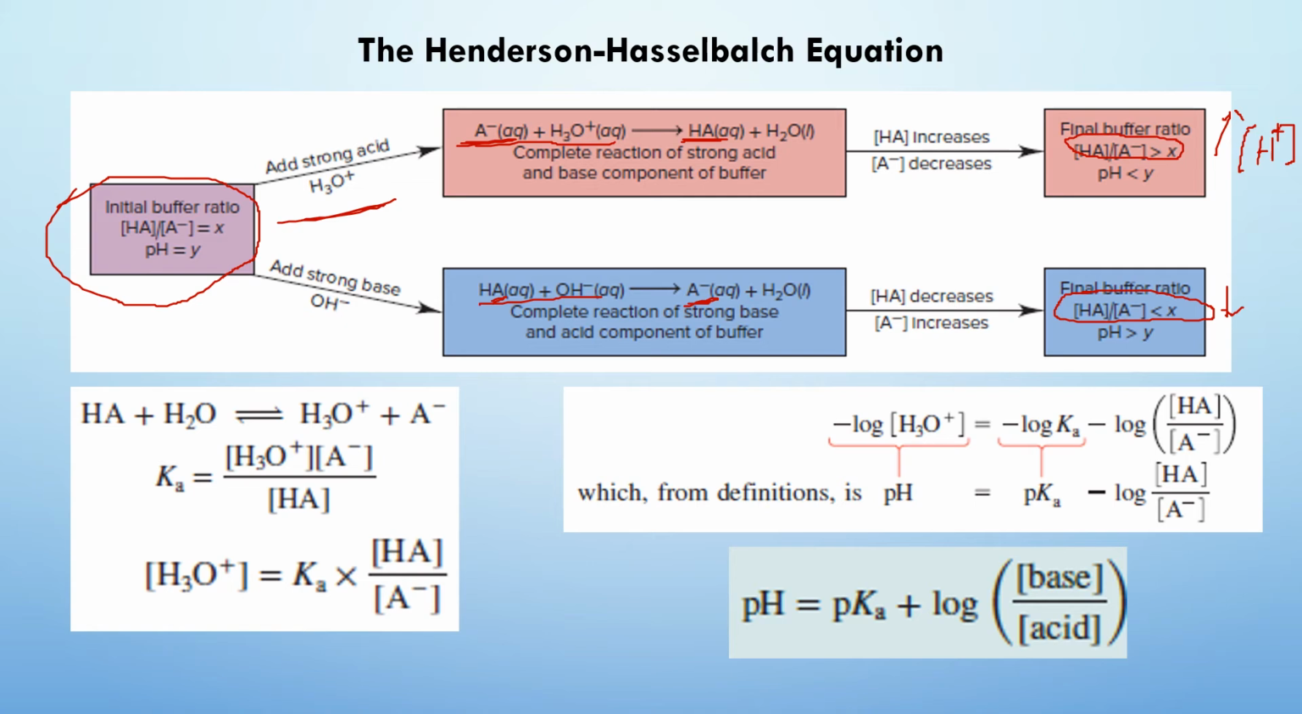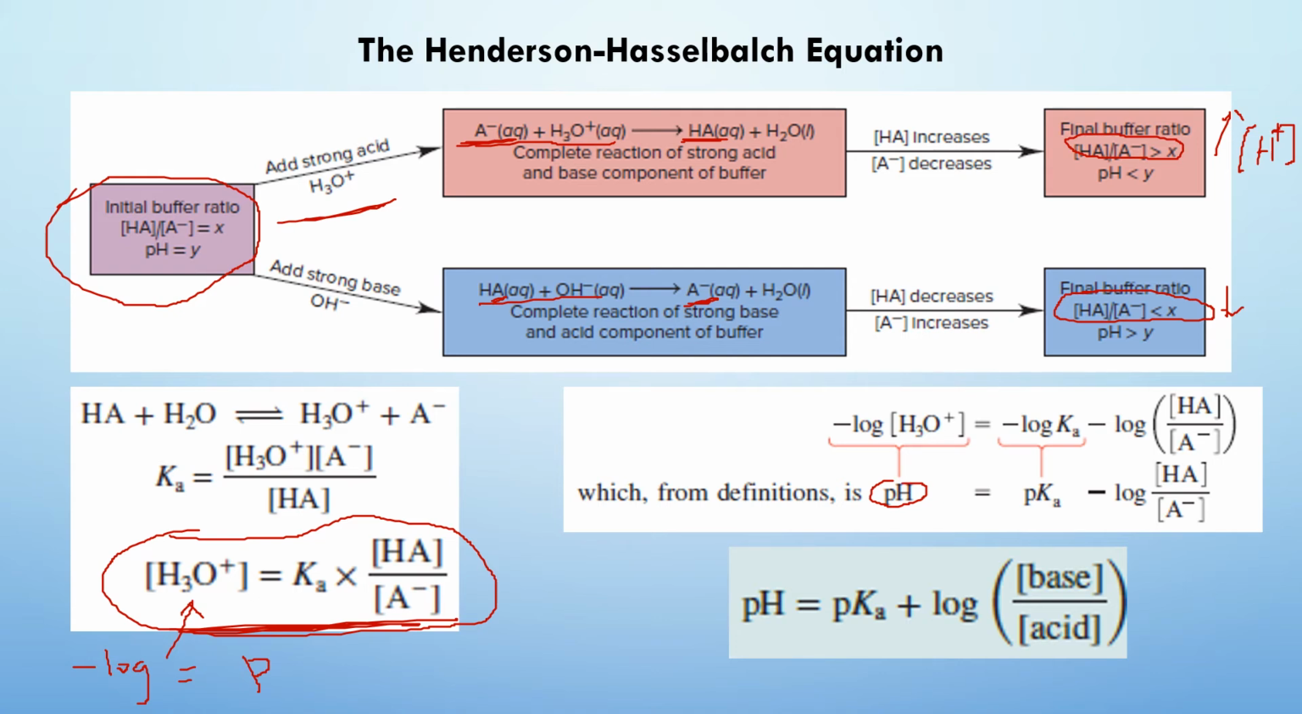Later, scientists developed the Henderson-Hasselbalch equation. That equation is derived based on this equation that we already know. Based on this equation, if we take the negative log of both sides, remember, negative log can be represented by a lowercase p. So p of something means the negative log of something. If we take the negative log of both sides, the negative log of proton concentration is pH, and the negative log of Ka is pKa.